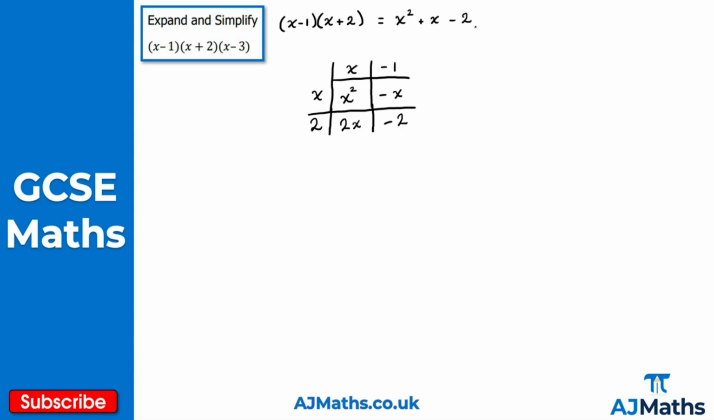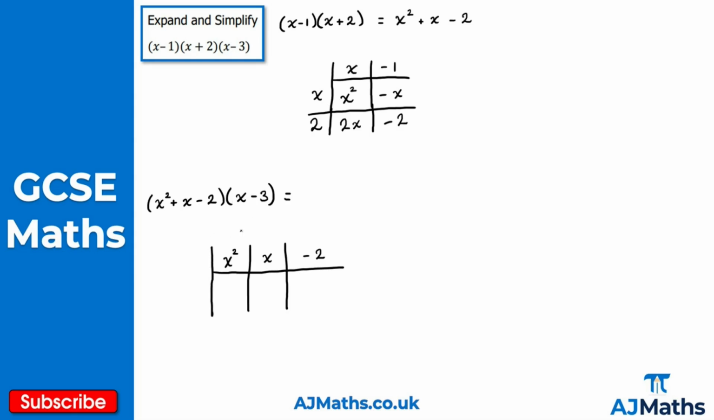Now I'm going to take this quadratic and multiply that with my final bracket. We've got x squared plus x minus 2 times x minus 3. Again, I'm going to use the grid method. I'm going to get x squared, plus x and minus 2. We just box this off here. And then down this column, we're going to get x and minus 3.